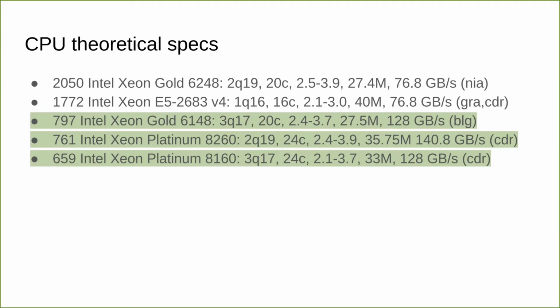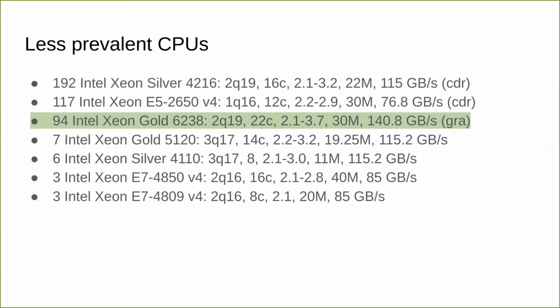So I find these numbers pretty interesting, especially because there's a 2-to-1 range, which is pretty impressive. So for instance, if you get on those 761 Xeon Platinum 2860s on Cedar, you can expect substantially higher clock rates and more memory bandwidth than, for instance, the Niagara nodes, which are in the range of 70 gigabytes per second.